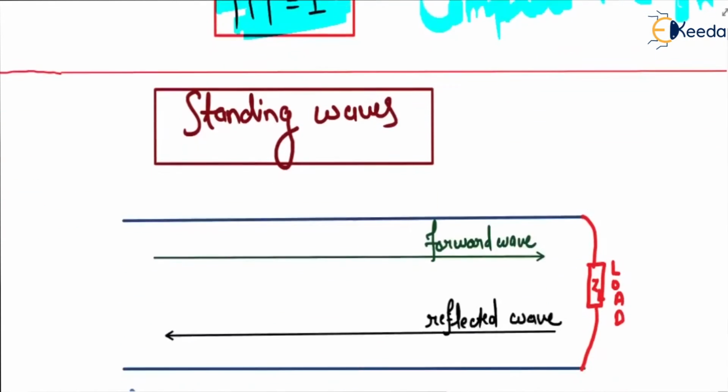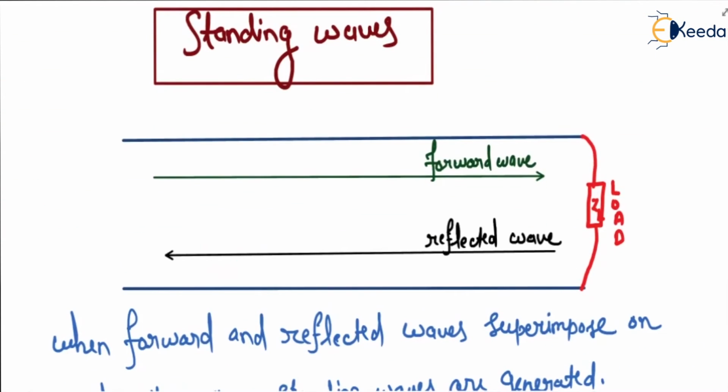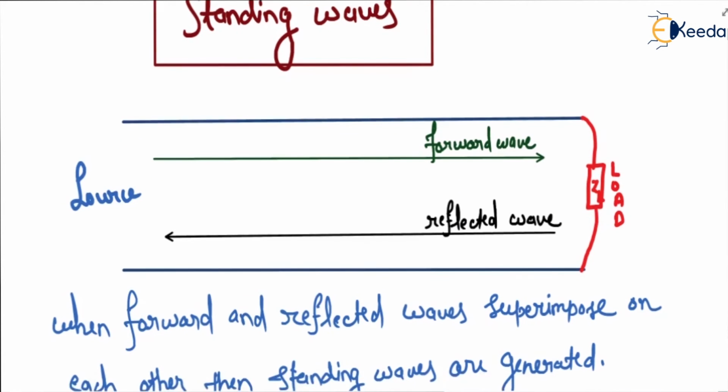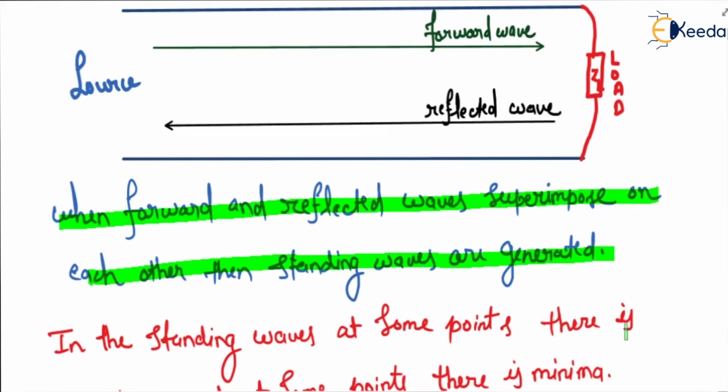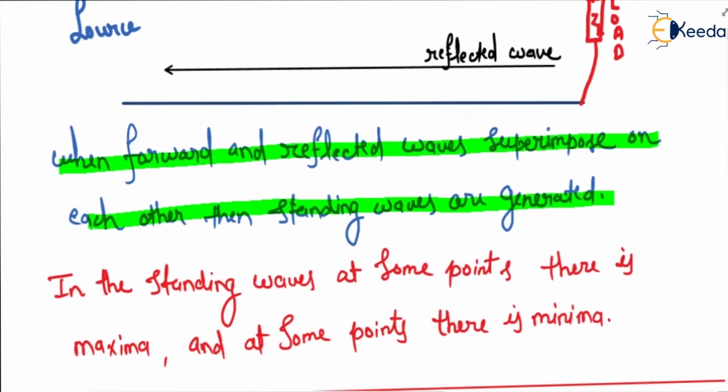Now we understand and talk about the standing waves. When we transmit power from source to load, there is a forward wave, and due to reflection there is one reflected wave, and both waves will superimpose on each other. So when forward and reflected waves superimpose on each other, then standing waves are generated.